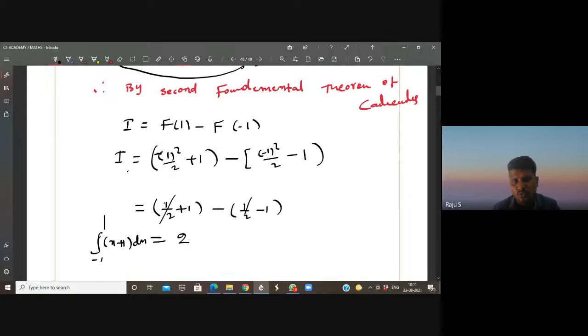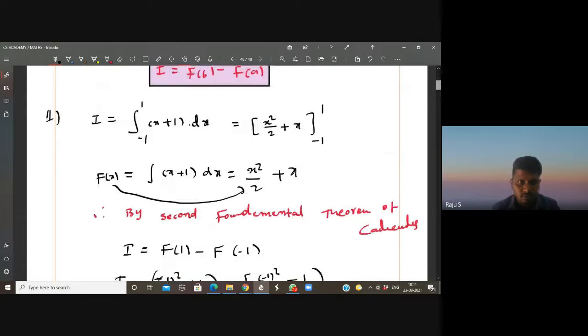Once again, let us consider the given integral as capital I. Capital I is equal to the integral from minus 1 to 1 of x plus 1 dx. First we have to find capital F of x, that is the integral of x plus 1 dx.